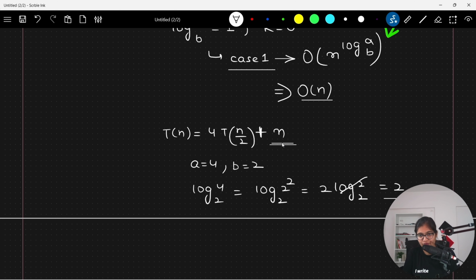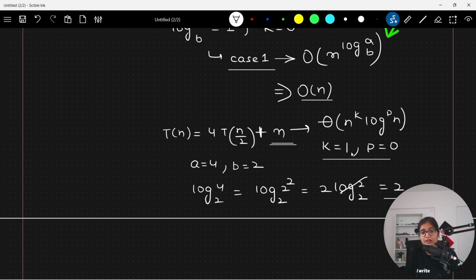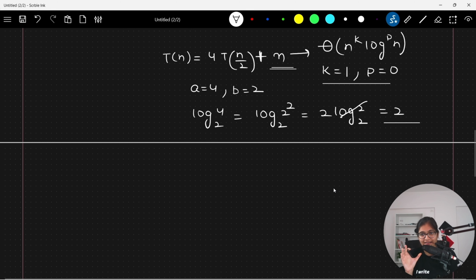Now this particular function, f(n), can be written as theta of n to the power k log to the power p n. Here we can clearly see with the help of this demonstration that the value of k is equal to 1 and the value of p is equal to 0. Clearly we can say this, right? Now we can understand that the value of log a base b is greater than the value of k, because this value is 2 and this value is 1, right?